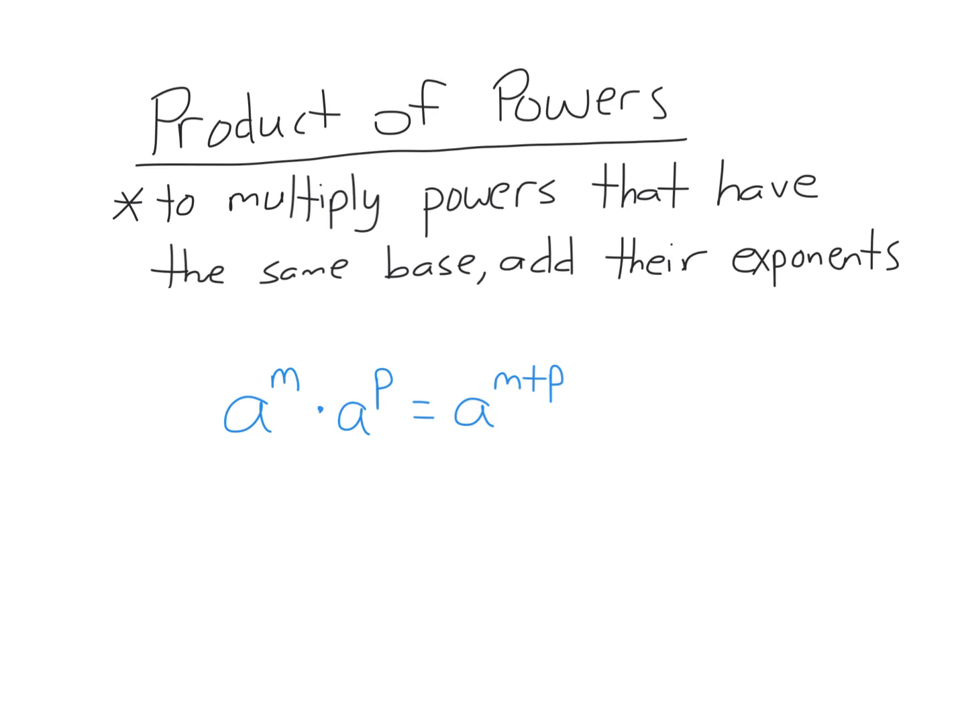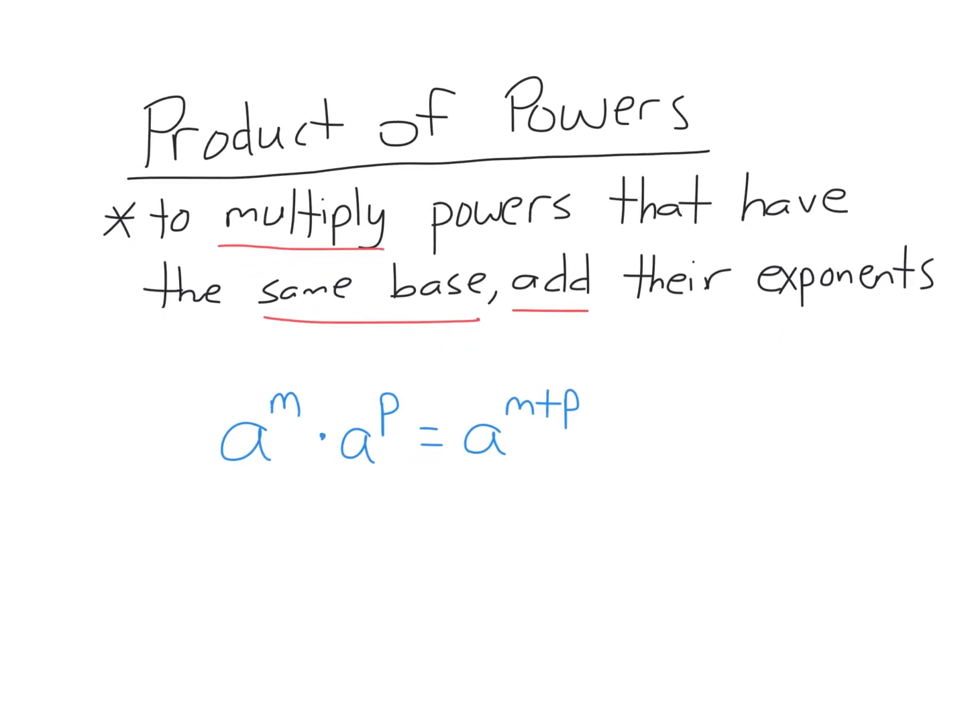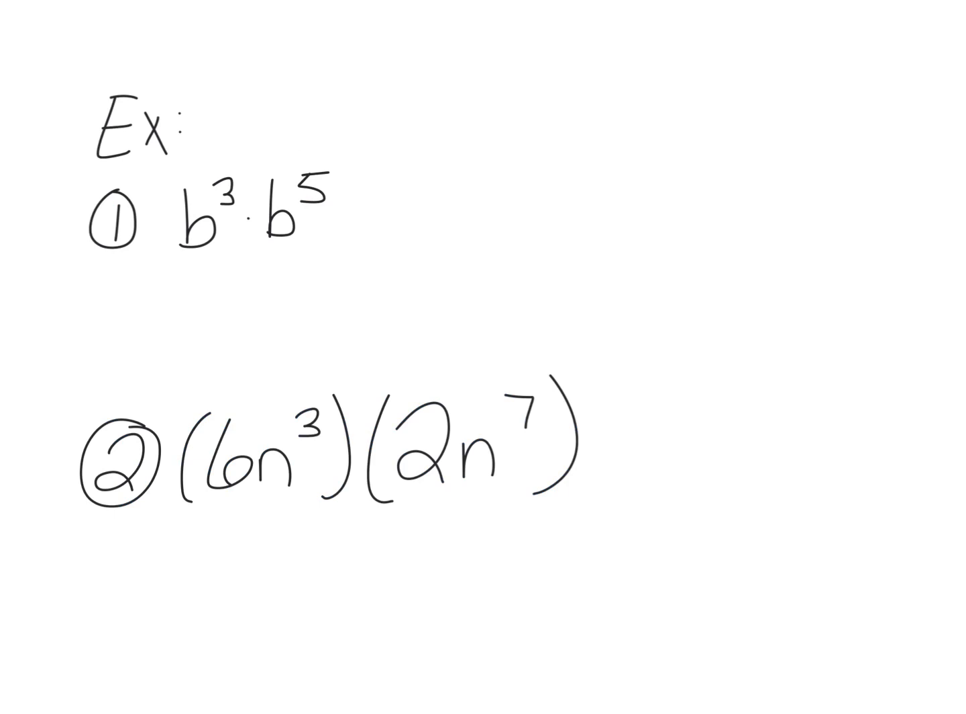So in this example, let me underline keywords. Multiply the same base, you add exponents. So if I have a to the m power and a to the p, that equals a to the m plus p. Okay, are there any questions on this definition so far? So let's look at a few examples.